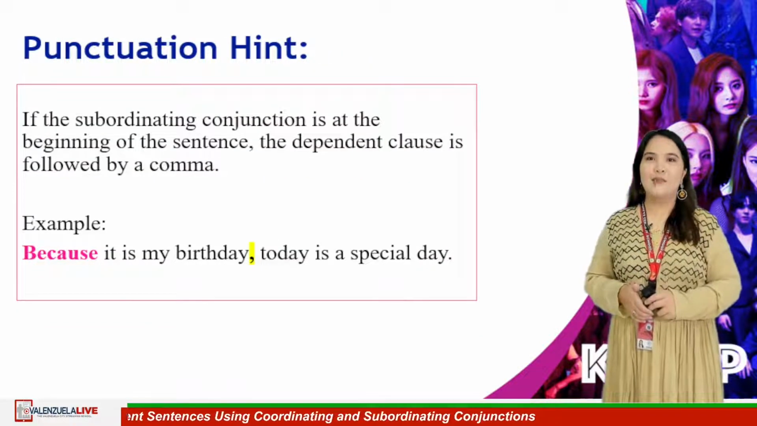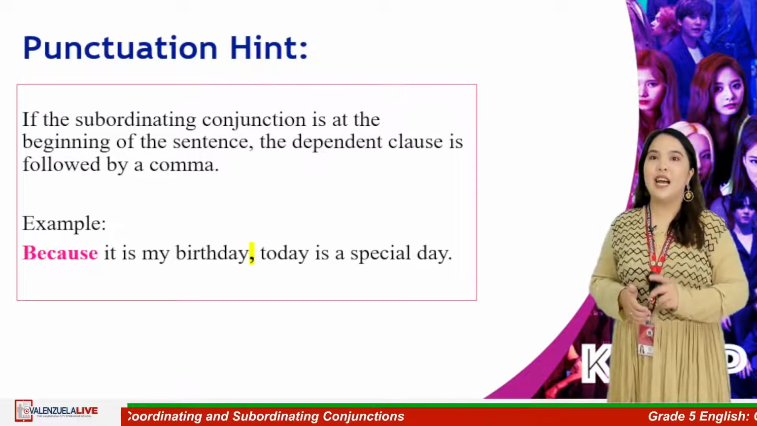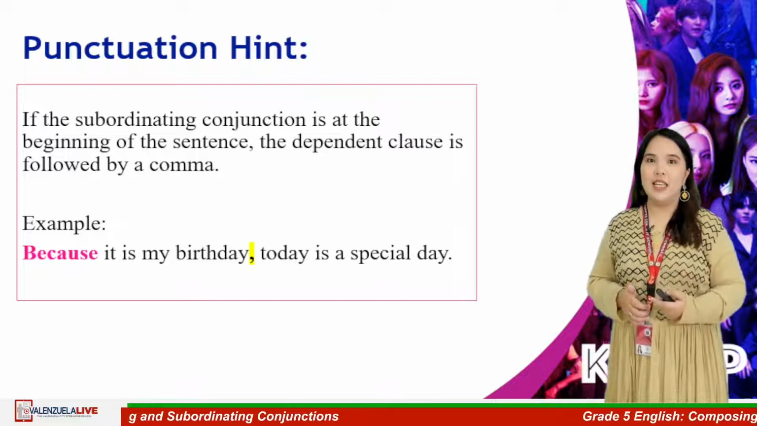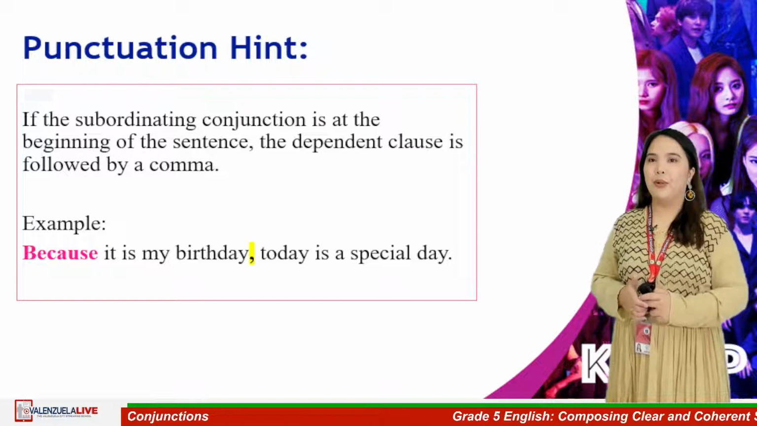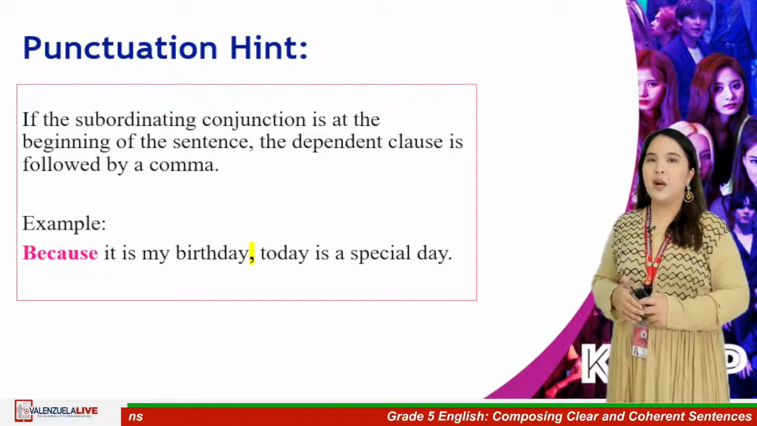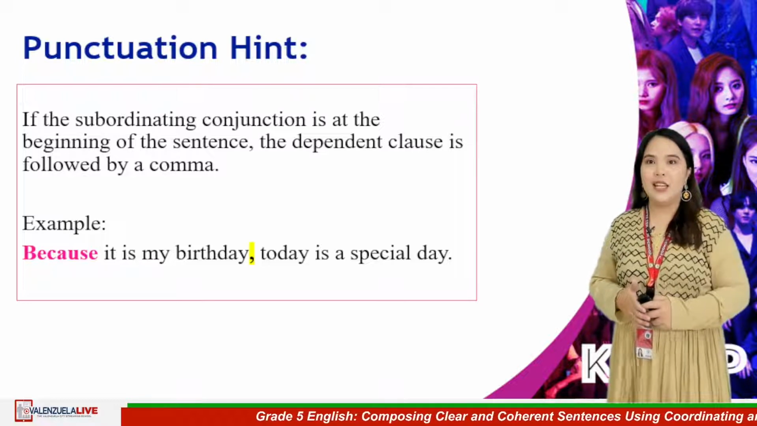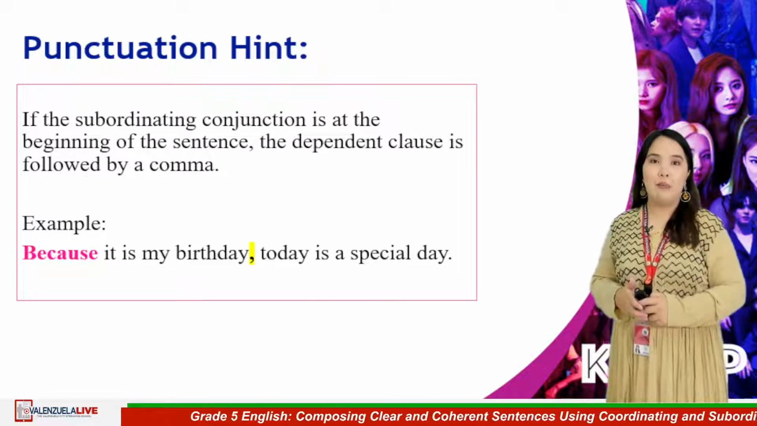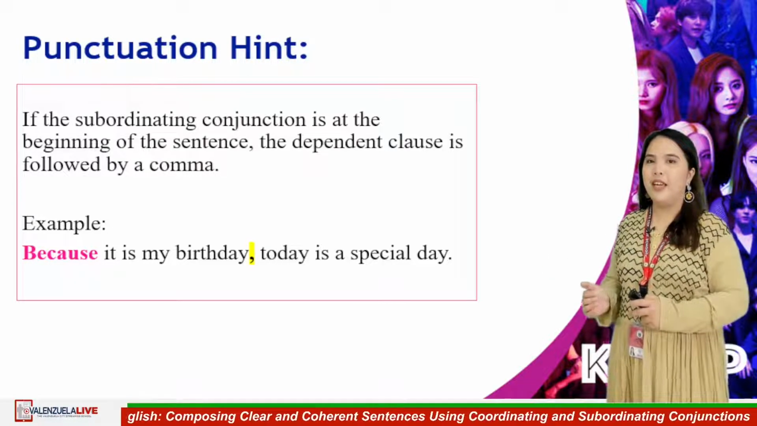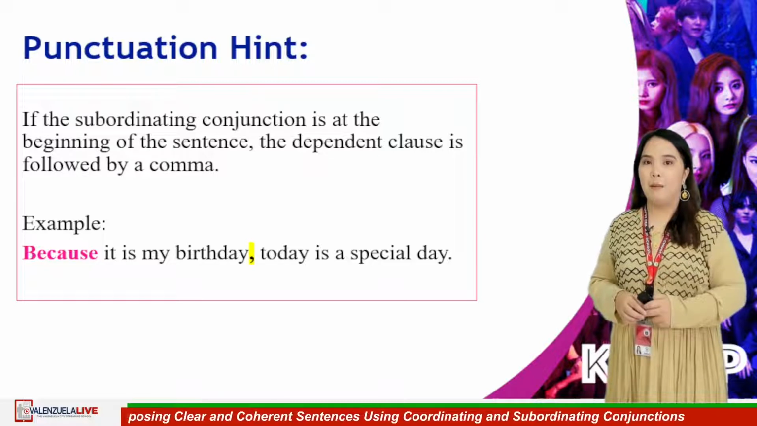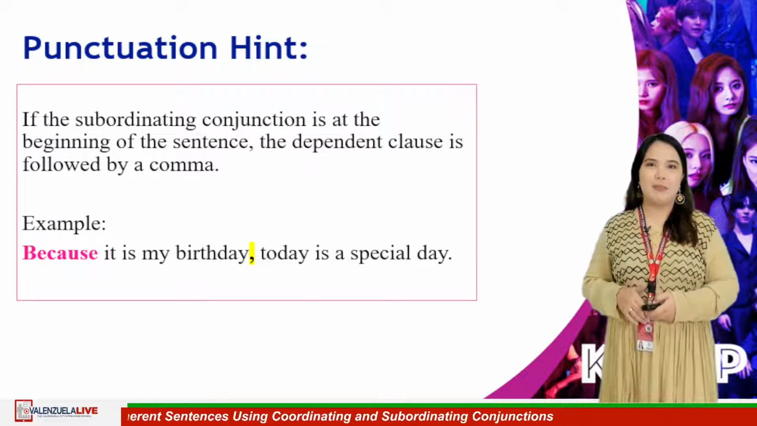Punctuation hint for subordinating conjunctions. If the subordinating conjunction is at the beginning of a sentence, the dependent clause is followed by a comma. So example, we have because as our subordinating conjunction. It is used at the beginning of the sentence. Therefore, we have to put a comma right after the dependent clause. So, because it is my birthday, insert the punctuation mark comma. Then proceed with your independent clause. Today is a special day.